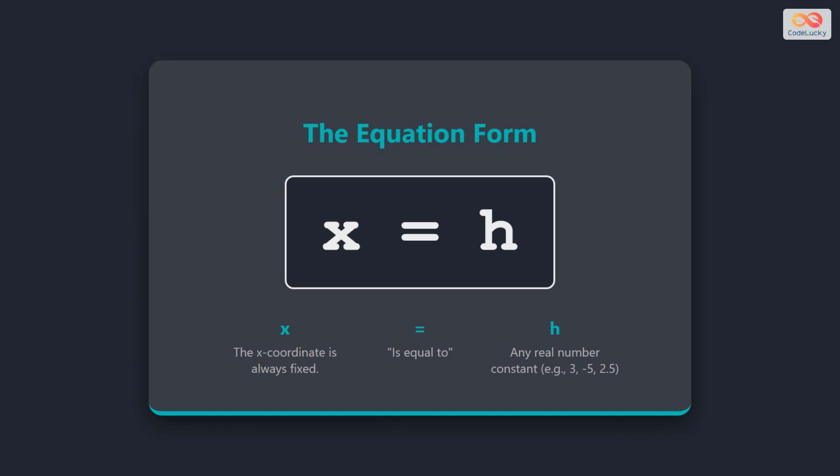The equation for a vertical line is unique. It is always written as x equals h. Here, x represents the x-coordinate of every point on the line, and h represents a constant number. There is no y in this equation, which often confuses students, but it simply means y can be anything.